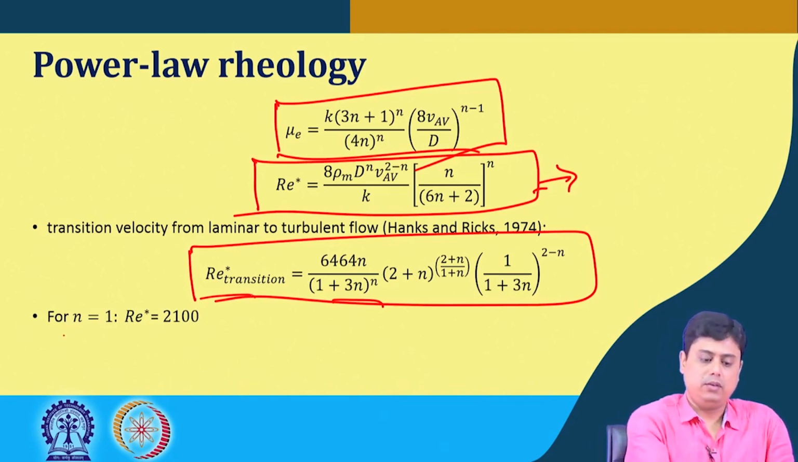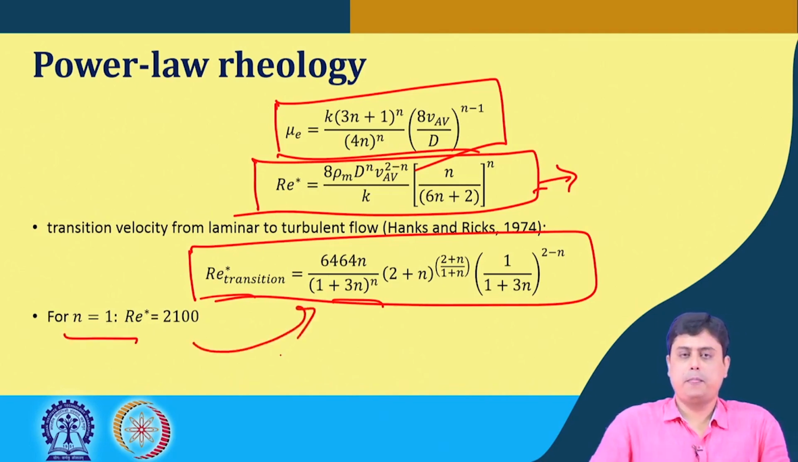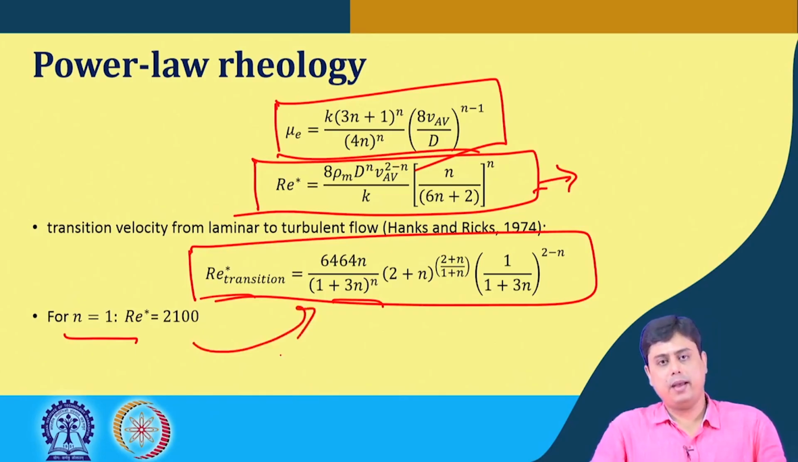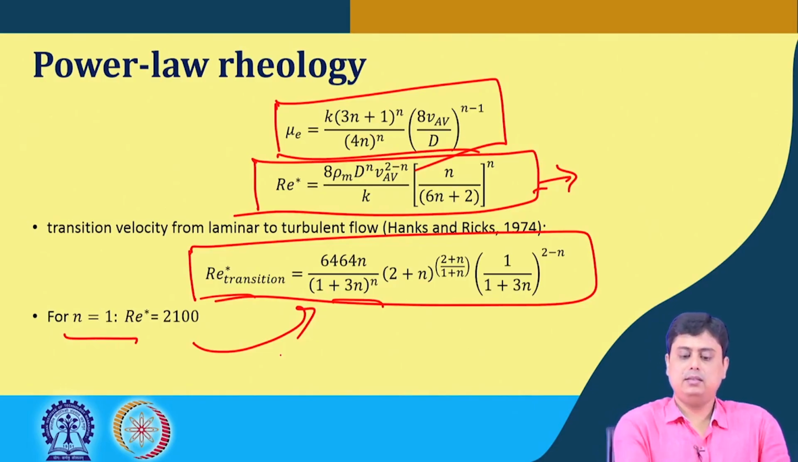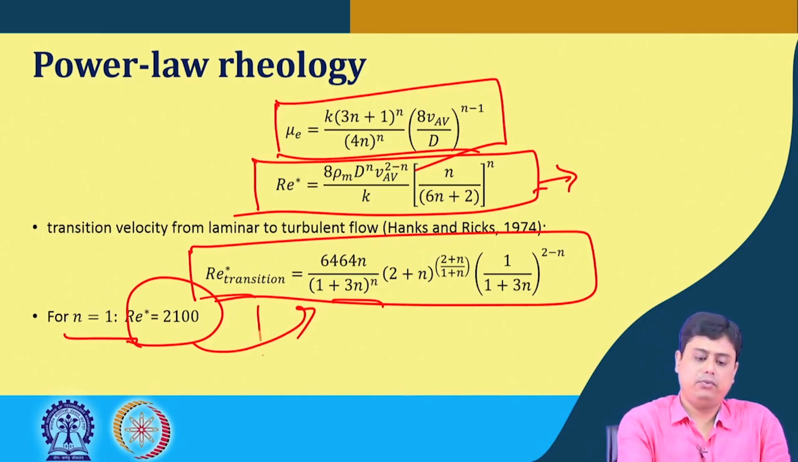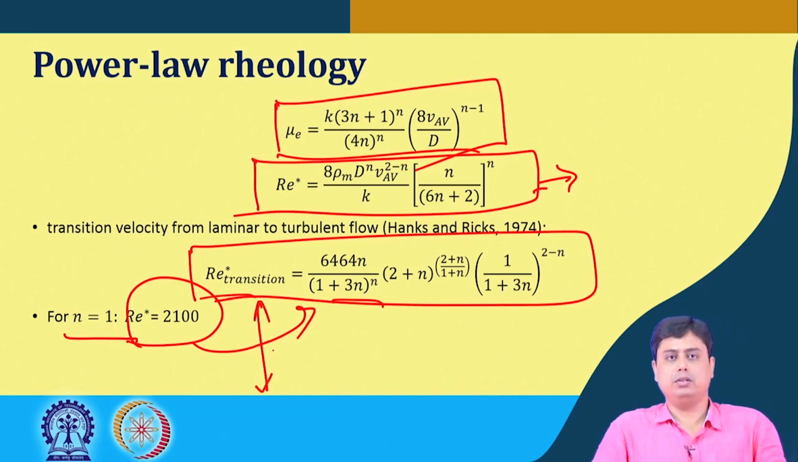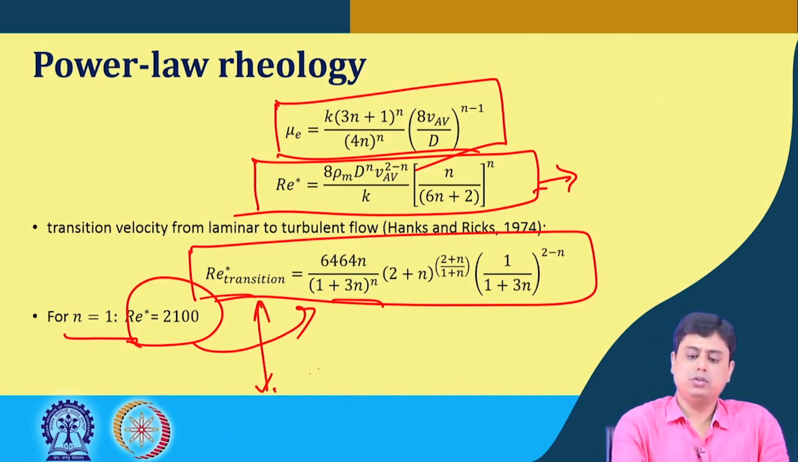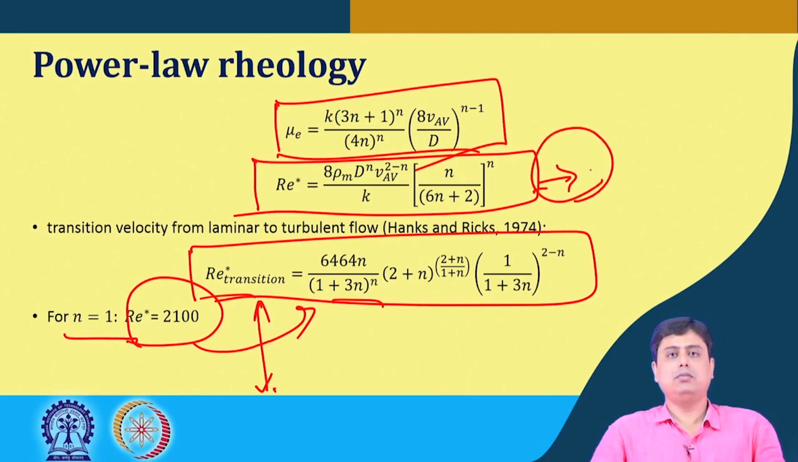So if n is 1 in this expression, n is 1 means it falls back to the Newtonian liquid, the power law behavior reduces to the Newtonian liquid. In that case, this expression results in this number, which again it should be. So similarly, for any value of n, we have a fixed value of transition Reynolds number, based on which we will judge whether the existing flow is turbulent or laminar.